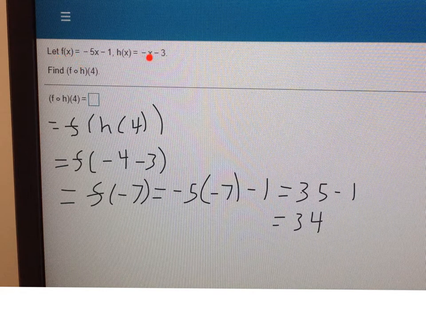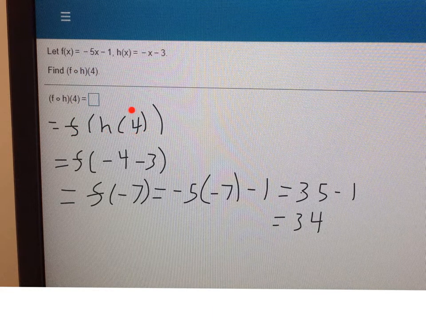You're given two functions using function notation, and you want to find this. I read this as f circle h of 4. I call this composition. You want to compute the value on the right and then substitute that into the one on the left. So f circle h of 4, what does that mean? That means find f of h of 4.